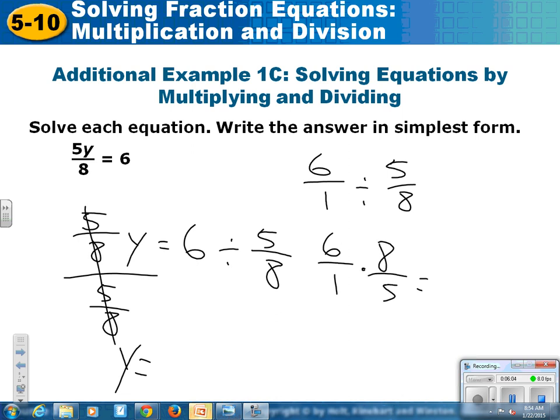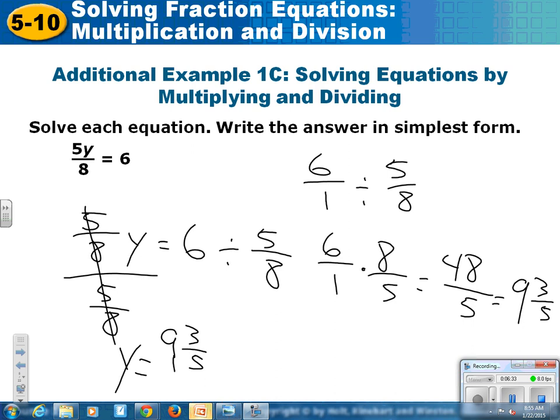I look for greatest common factors. I don't see any. 6 times 8 is 48. 1 times 5 is 5. And that's going to reduce to, what, 9 3/5? So y equals 9 3/5. Now, what do I need to see on your homework?